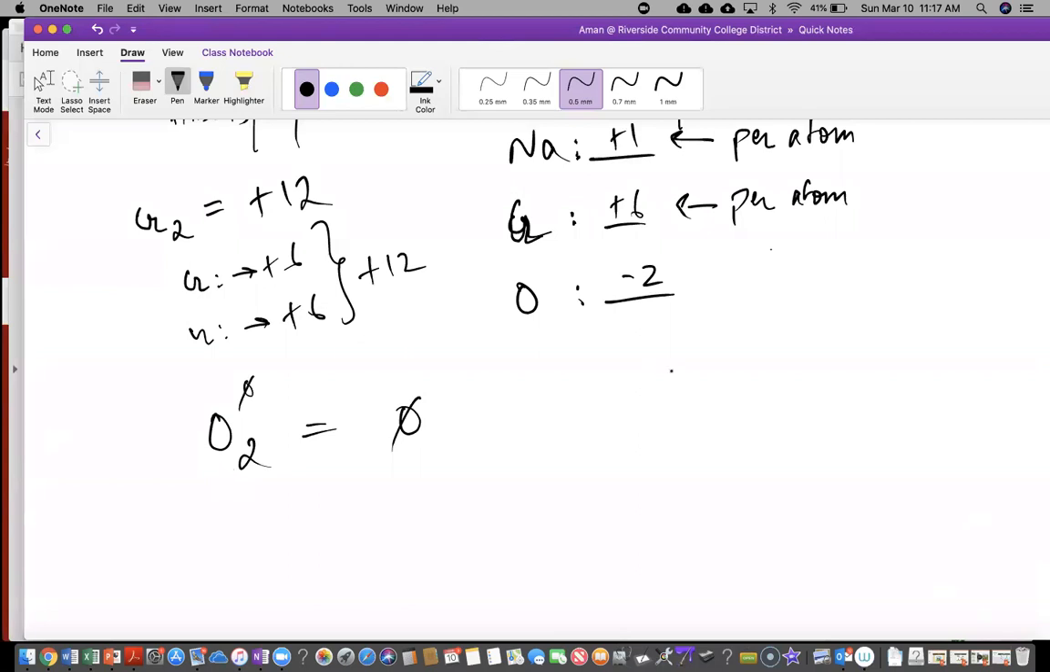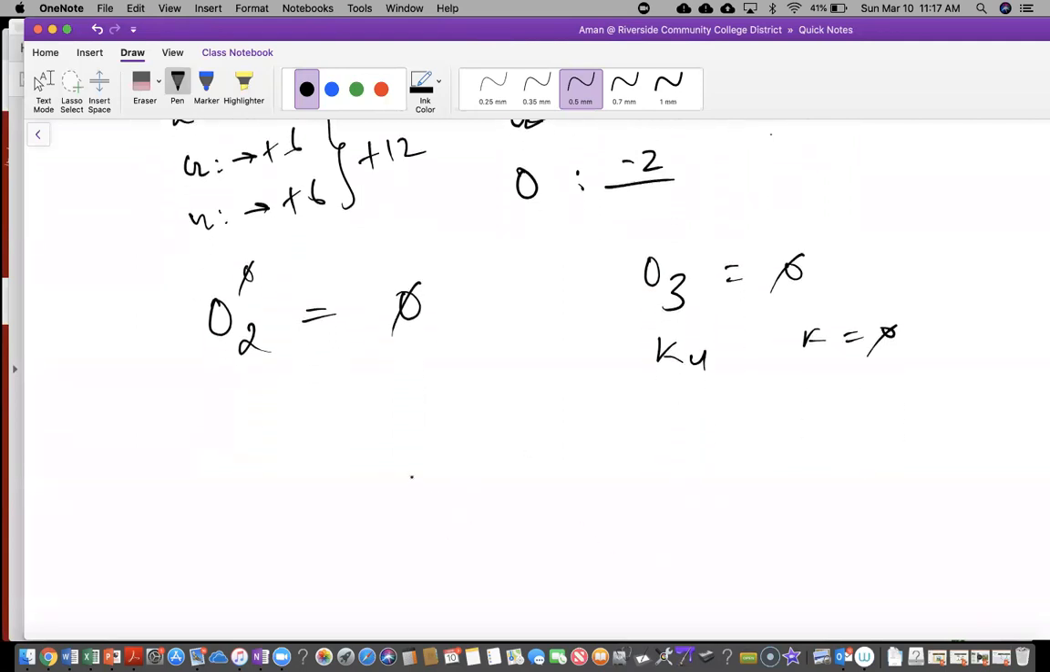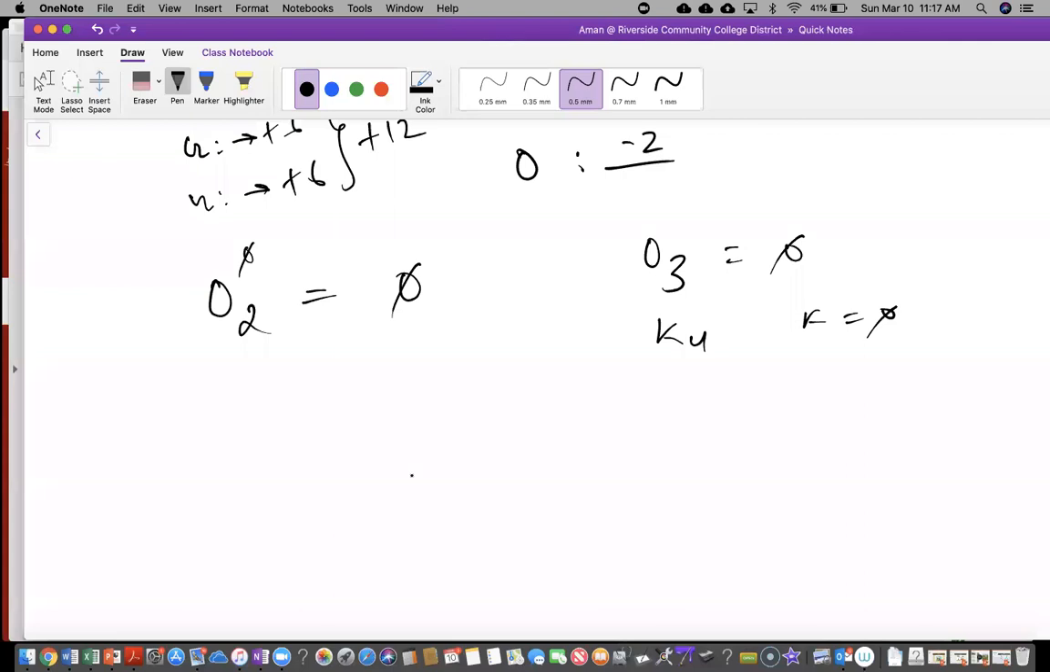No matter what number is down there. If it was like K4, it would be 0. Each potassium is 0. Always for sodium, it'll be per atom. Same with chromium, and same with oxygen. That's true for all of them. It has to be per atom.